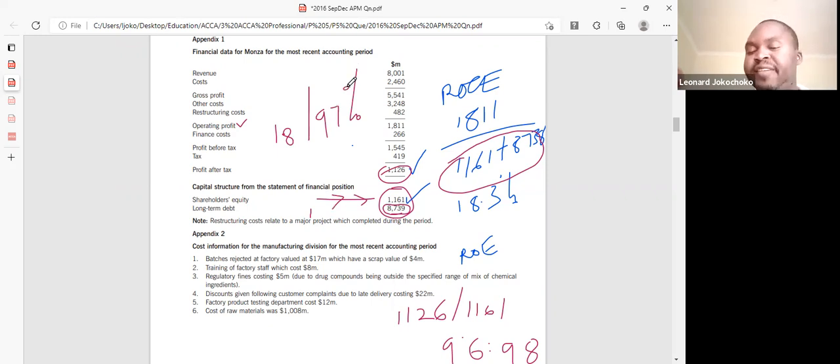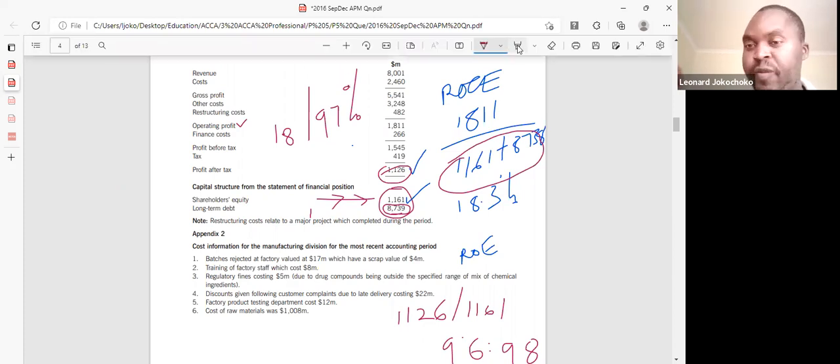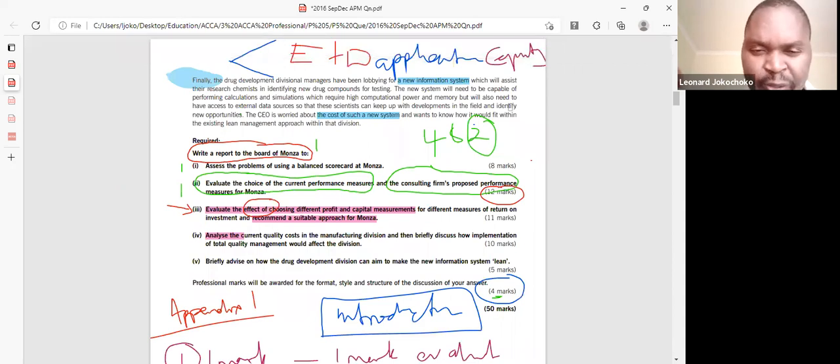I've discussed the value of the effect. It seems therefore that if return on equity is used, the performance of the company is shown to be highly positive at 97% per year, compared to only 18% if we use the return on capital employed. Now, I need to address the question. I go back to my requirements and see if I address all the needs of the question. Evaluate the effect of choosing different profits and capital measures. So I've addressed that and seen the effect. This is high, this is low.